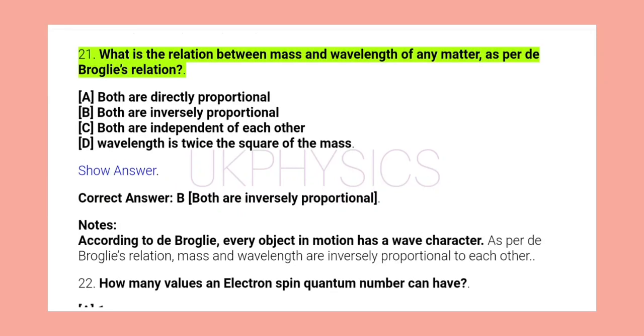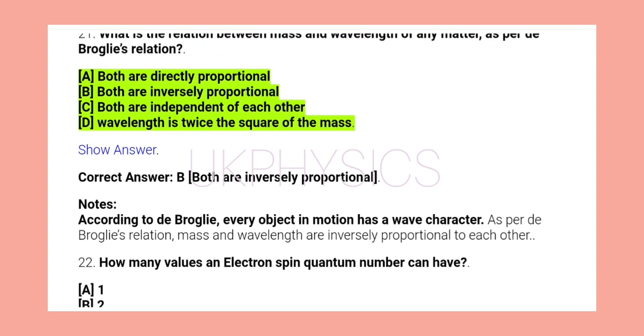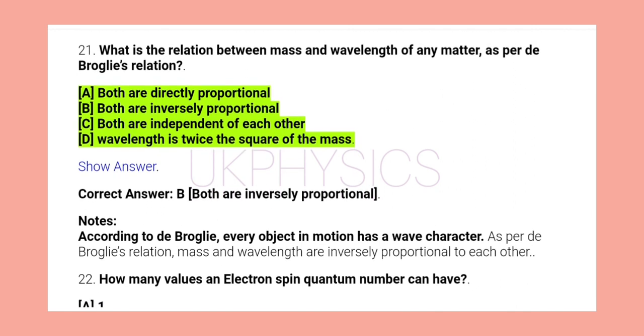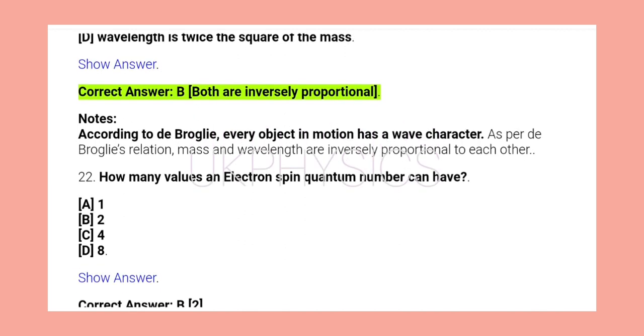21. What is the relation between mass and wavelength of any matter, as per de Broglie's relation? A. Both are directly proportional. B. Both are inversely proportional. C. Both are independent of each other. D. Wavelength is twice the square of the mass. Show answer. Correct answer B.